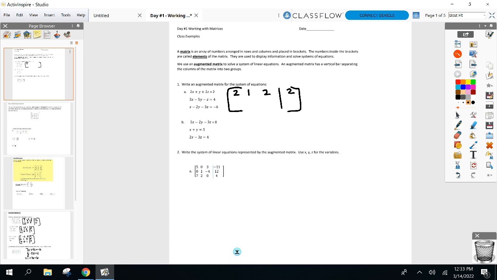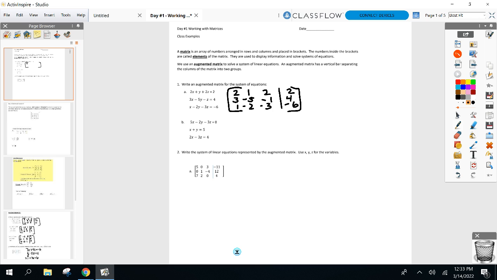So I have 3, -5, make sure the sign travels with it, -1, and 4. 1, -2, -3, -6. That's how this right here is a matrix. An arrangement of numbers in rows and columns. Any issues?